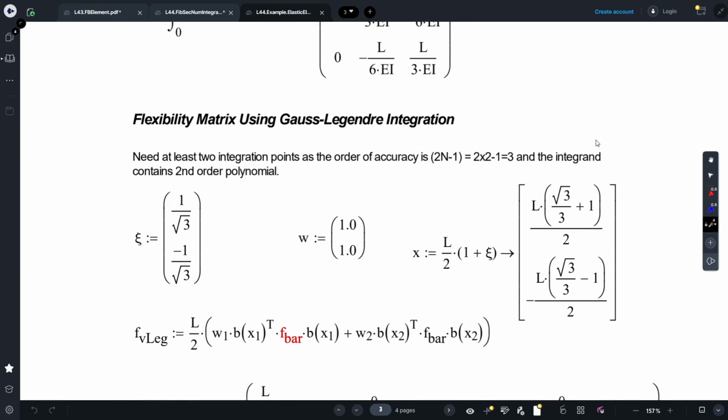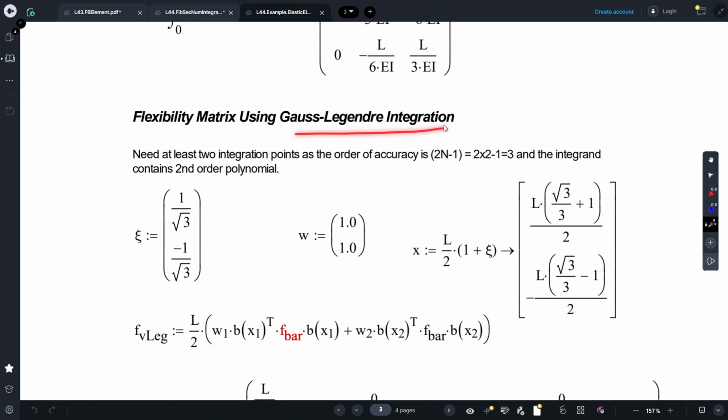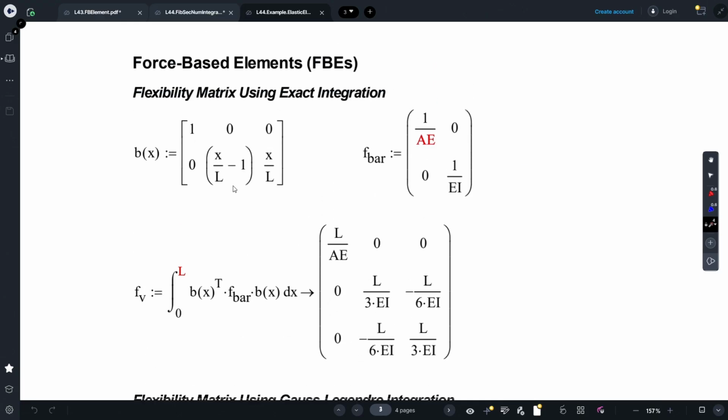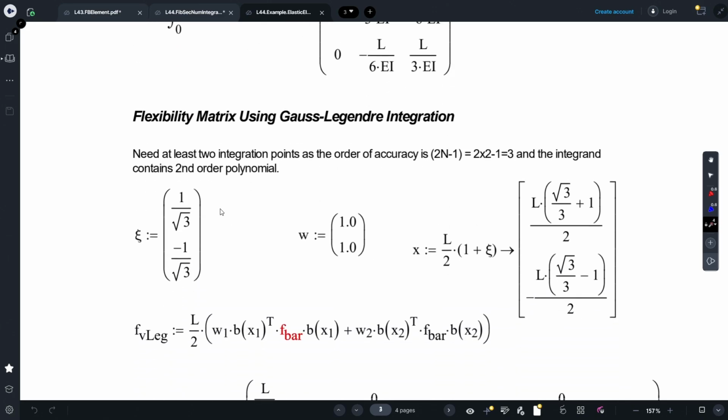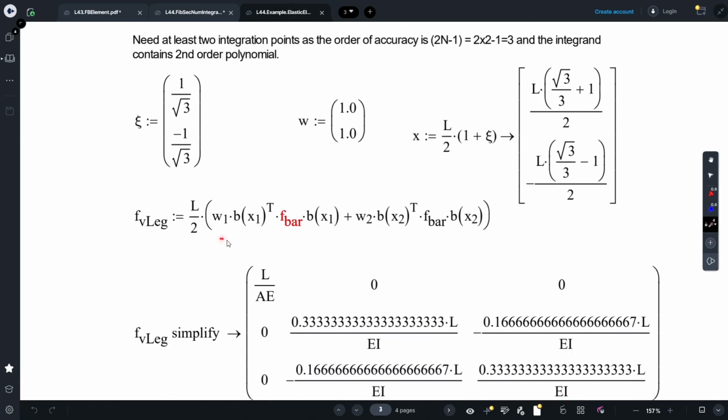Okay. Now, if you use 2-point Gauss-Legendre integration, then in this case you have 2n minus 1. So, 2 into 2 minus 1 is 3. So, again, what is the order of the polynomial? This is first order, you are multiplying it twice. So, you will get second order polynomial. Okay. So, this is 1 by square root of 3, same as before. You compute x and then you do this computation.